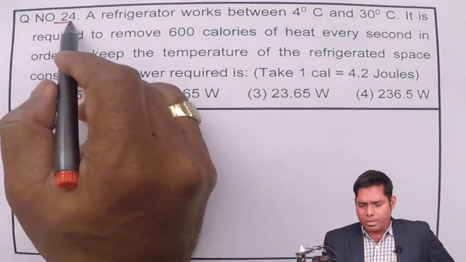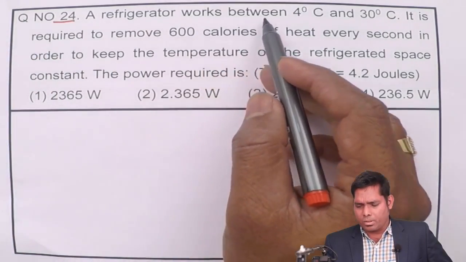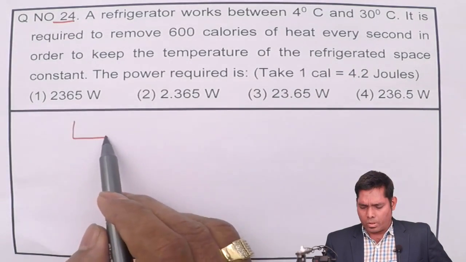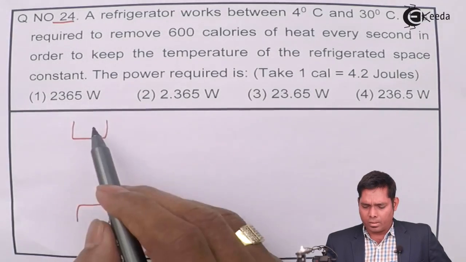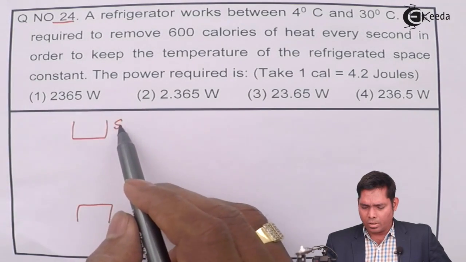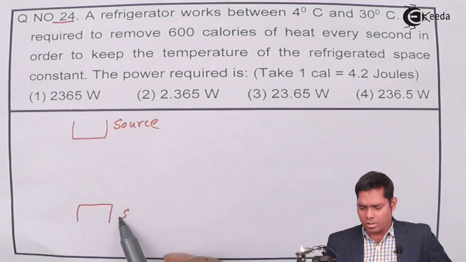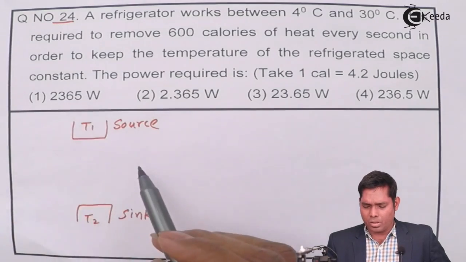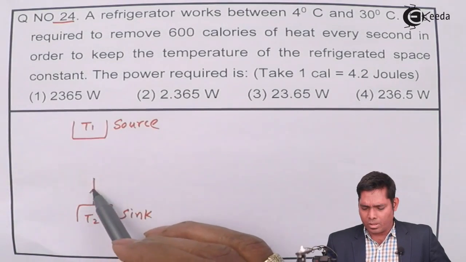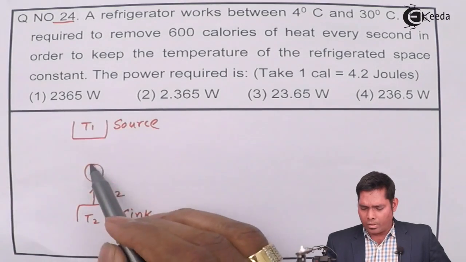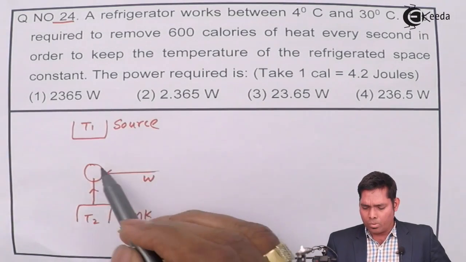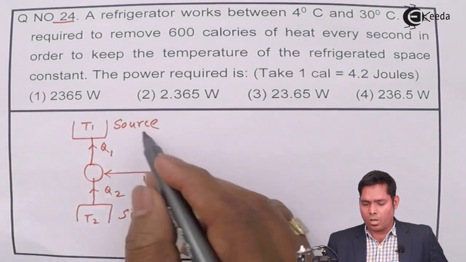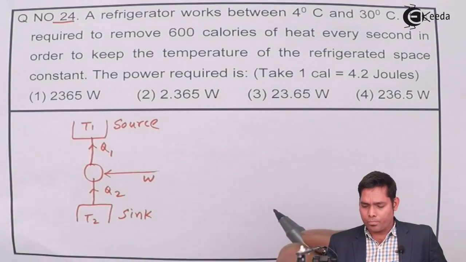Students, let us solve question number 24. A refrigerator works between 4 degrees centigrade and 30 degrees centigrade. In a refrigerator, this is the sink, which is at low temperature T2, and this is the source at higher temperature T1. The heat Q2 is taken from the sink, and work W is done from outside, and the remaining heat Q1 is rejected to the surrounding. This is how a refrigerator works.